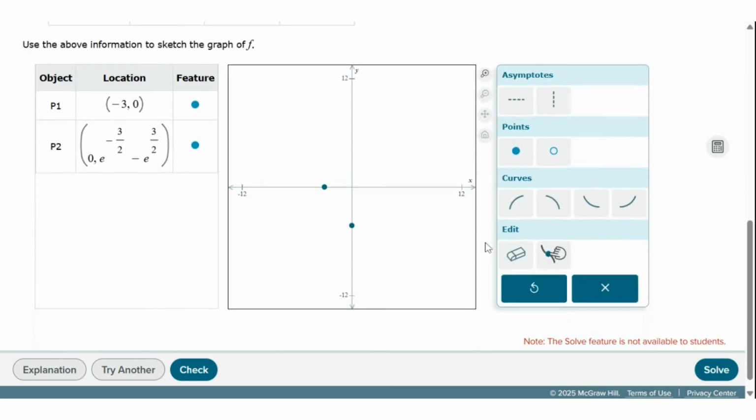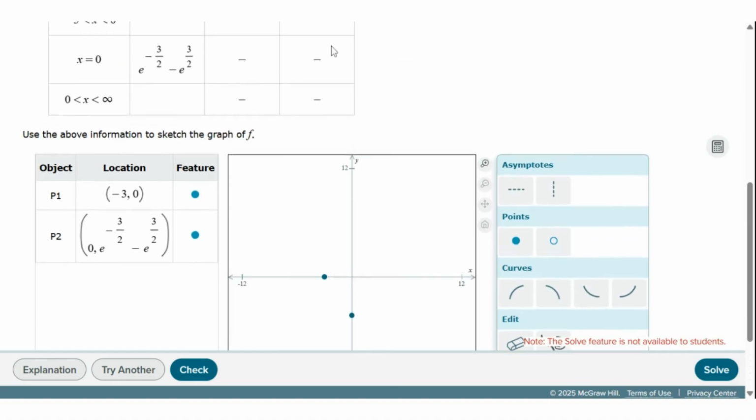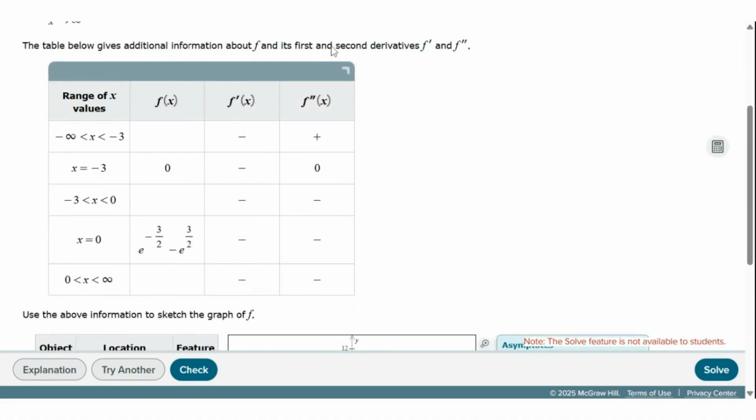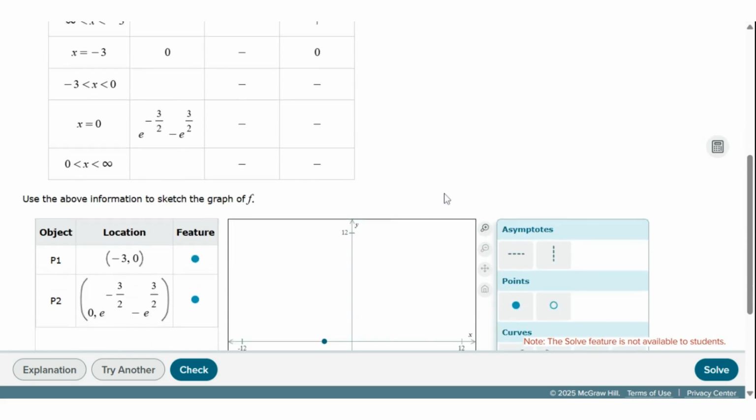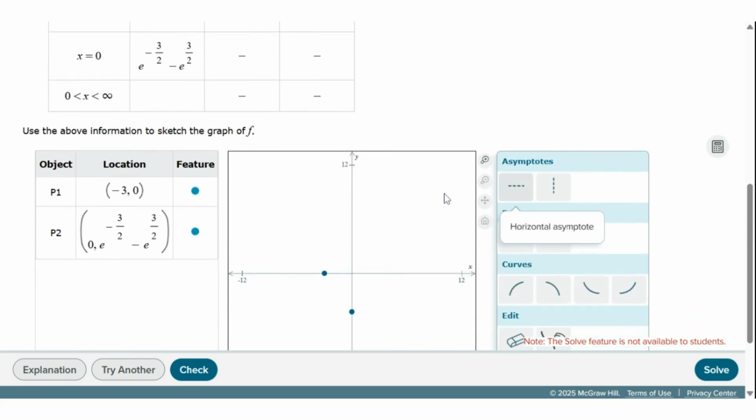So what I've done so far is I just typed in these 2 points, some strange points. I mean, -3, 0, nothing strange about that. But this point was 0, and then the y coordinate is e to the -3 halves minus e to the 3 halves. The ALEKS point graphing thing will accept complex expressions like that. And here it is. That's the y value of e to the -3 halves minus e to the 3 halves. Who knew? There it is.